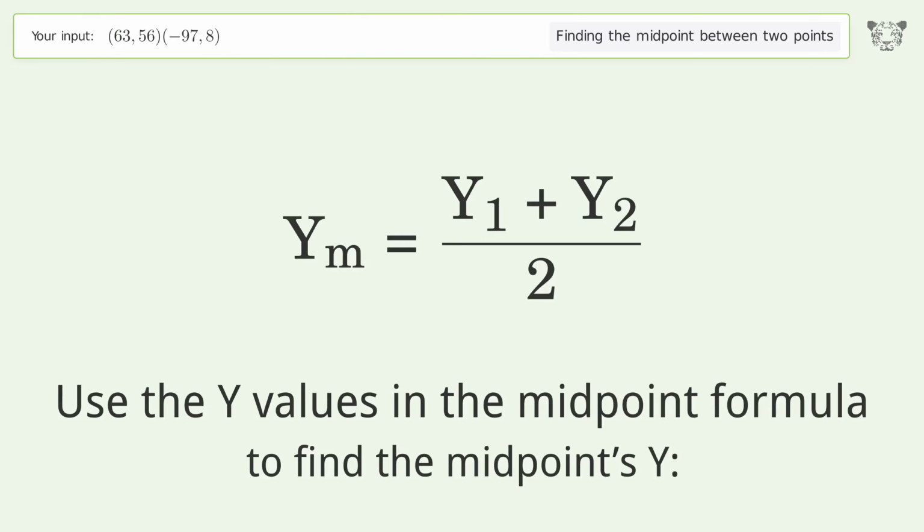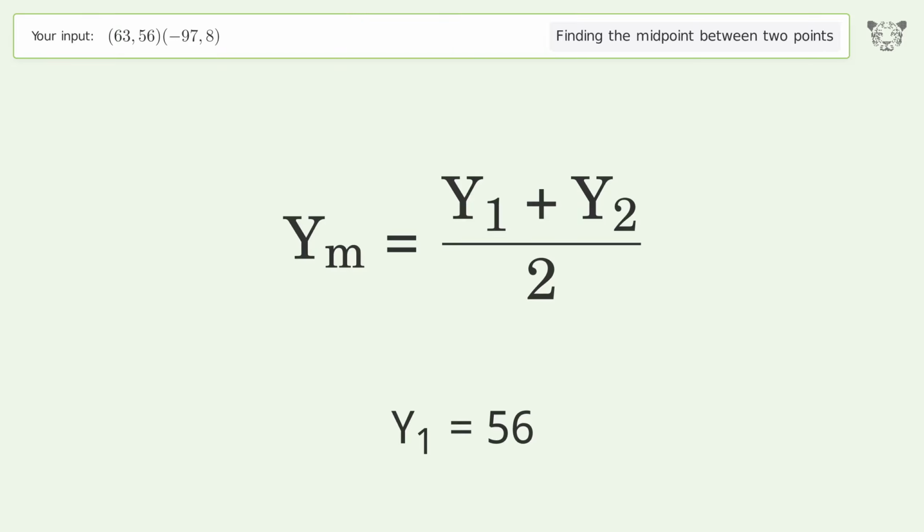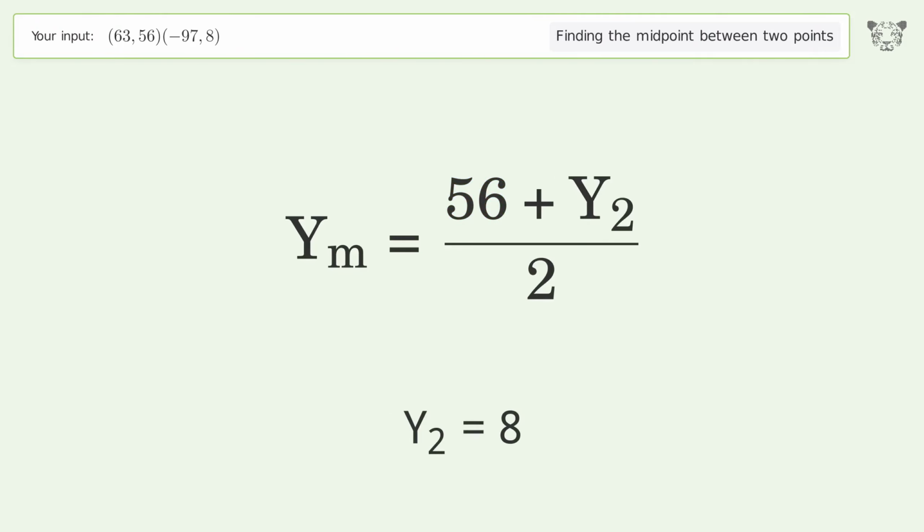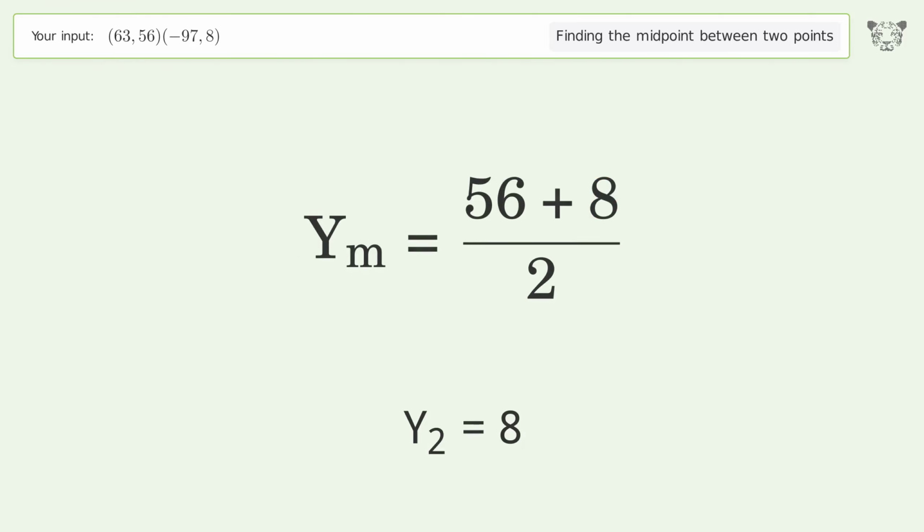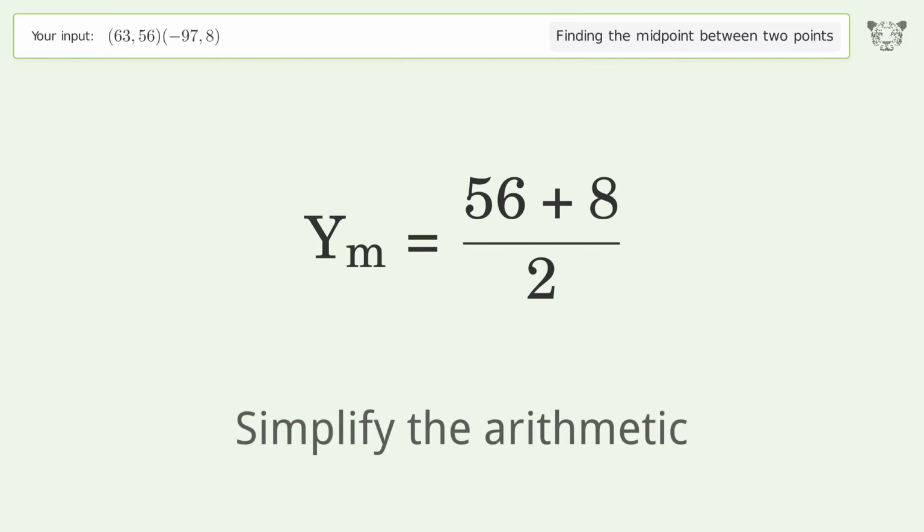Use the y values in the midpoint formula to find the midpoint's y. y1 equals 56. y2 equals 8. Simplify the arithmetic.